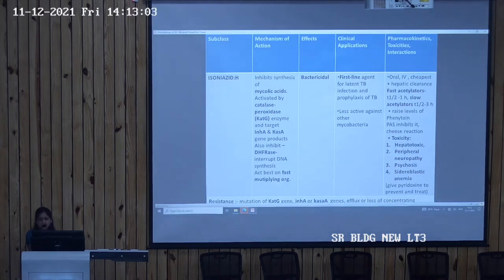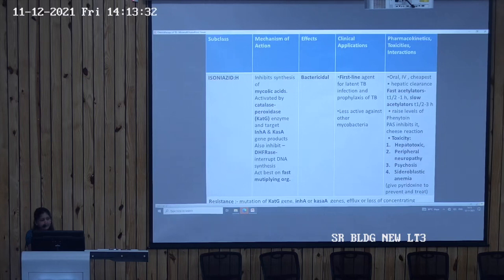So what is the mechanism of isoniazid? It inhibits mycolic acid synthesis. It is bactericidal in nature, and high level or low level resistance can occur with mutations in the genes KatG, InhA or KasA.